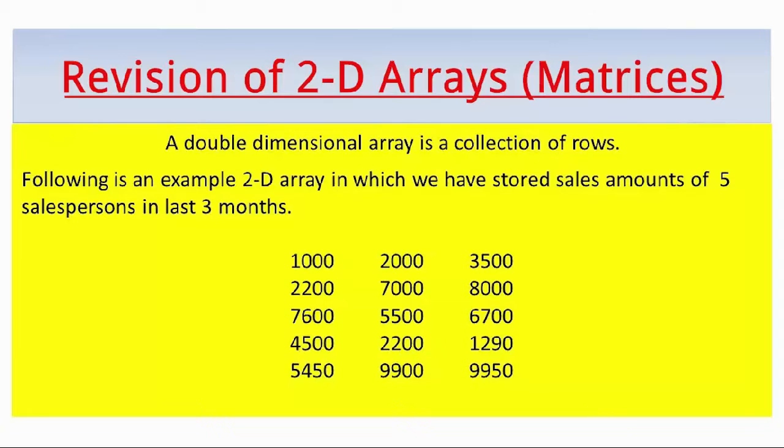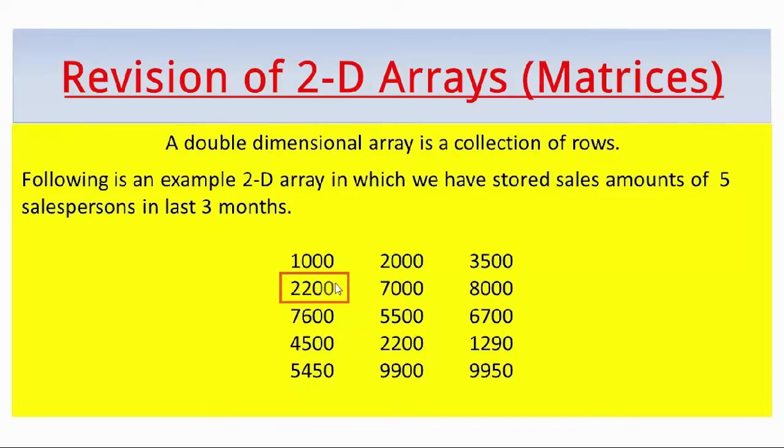Following is an example of a 2D array in which we have stored sales amounts of 5 salespersons in the last 3 months. For example, this 1000 happens to be the sales amount of the first salesperson in the first month, and 2000, this happens to be the sales amount of the first salesperson in the second month. 3500 is the sales amount of the first salesperson in the third month.